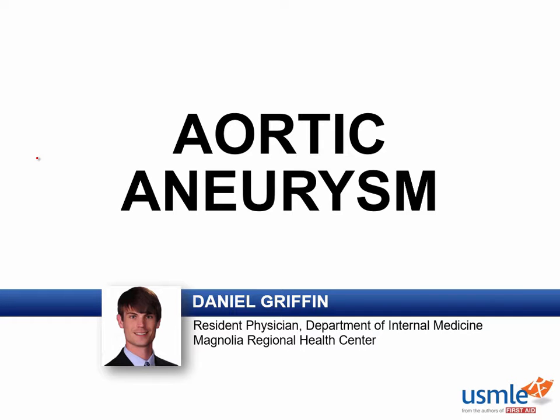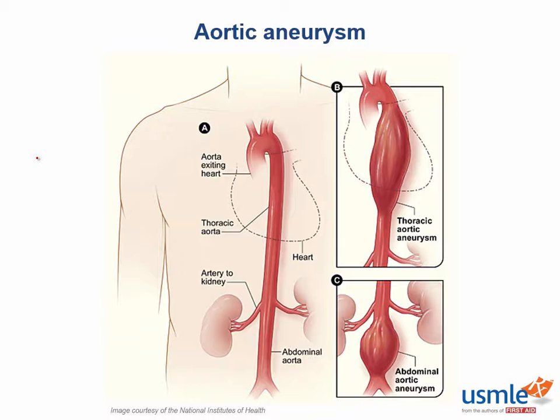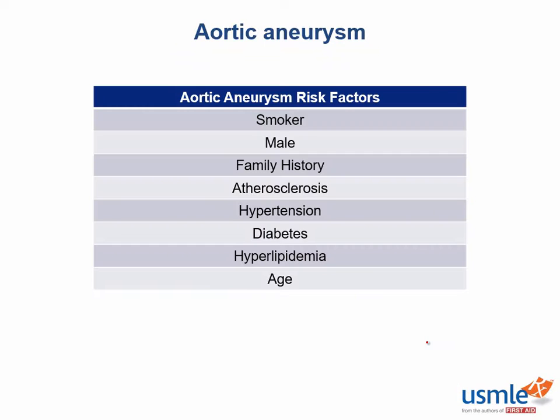Alright, so next up we have aortic aneurysms. And there are two main types of aortic aneurysms. A thoracic aneurysm, as you can see here, as well as an abdominal aortic aneurysm, which you can see here. Now each of these have different associations, and we'll discuss these here. We'll start off here with the abdominal aortic aneurysm.